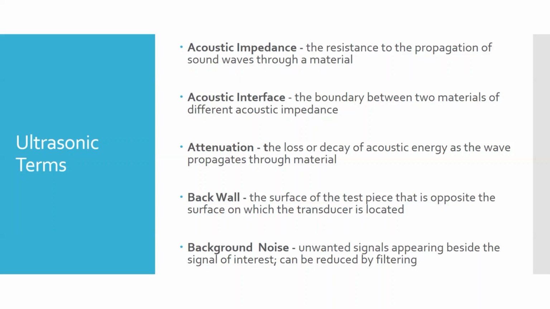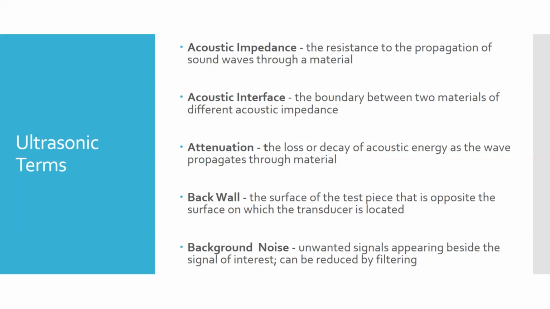Attenuation is the loss or decay of acoustic energy. So impedance is the resistance to propagation. That affects how quickly the sound moves. Attenuation affects essentially the volume of the sound, or the total energy of the sound, right? And so as the sound moves through a material, a material with a higher attenuation is going to reduce the energy quicker over a given distance than a low attenuation material.